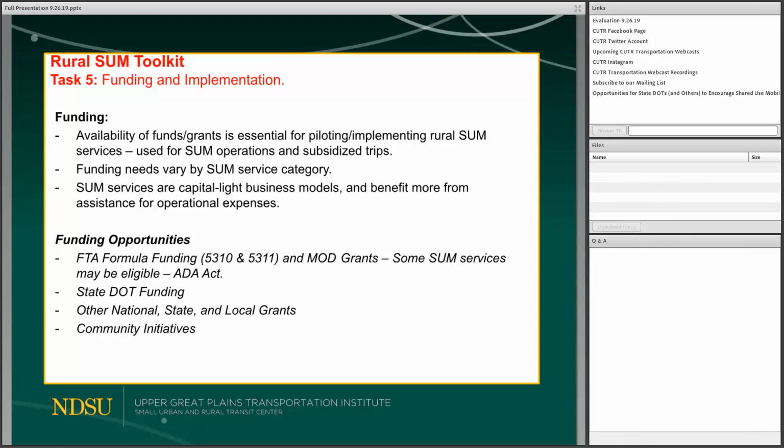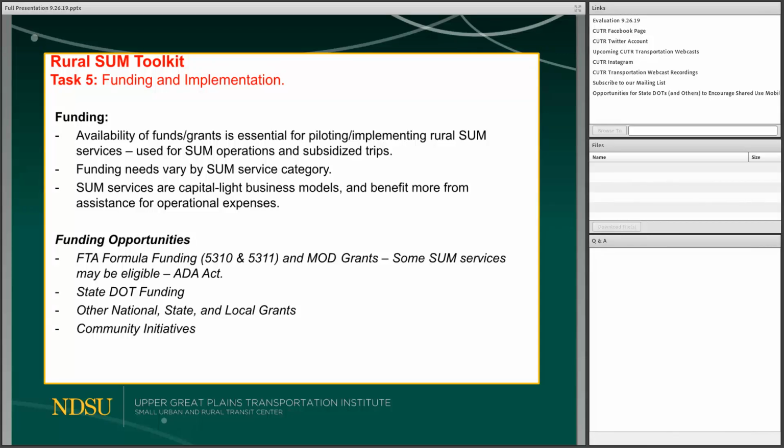It is important to identify that shared use mobility practices are capital-light business models and benefit more from operational expenses. Most of the federal and state funding sources have a big chunk of money for capital costs, so shared use mobility services would benefit more from operational costs. Some of the opportunities are FTA formula funds and MOD grants.